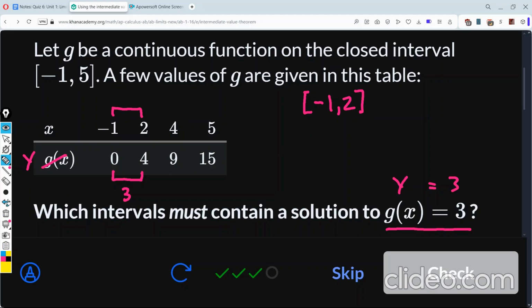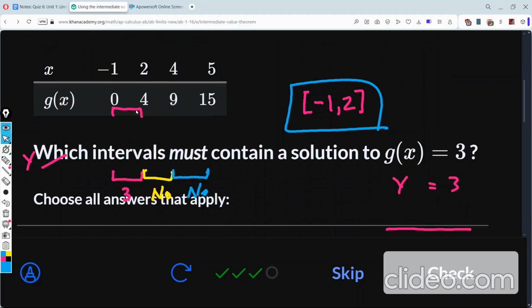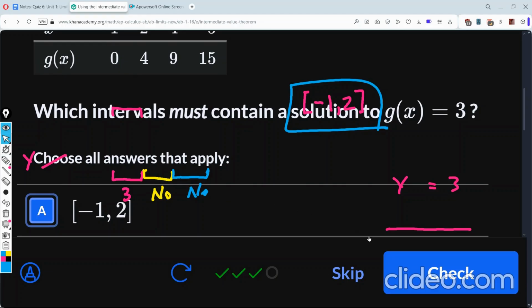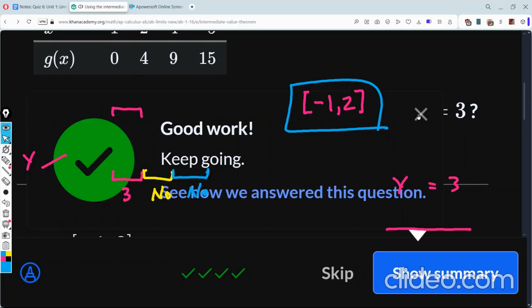Next up, we are on the interval from 4 to 9. Does 3 fall between 4 and 9? No. That's no good. So we don't even need to worry about the x interval. And again, y equals 3. Does 3 fall between 9 and 15? No, that one's no good either. So we don't have to worry about that x interval. This is the only one, -1 to +2. So if you scroll down, that's it. I didn't even have to look at the other ones.